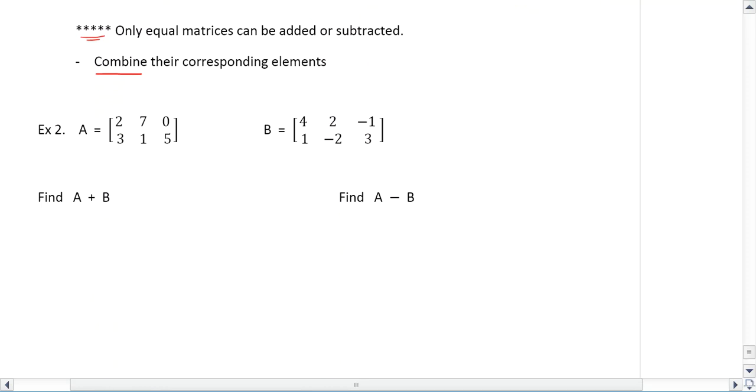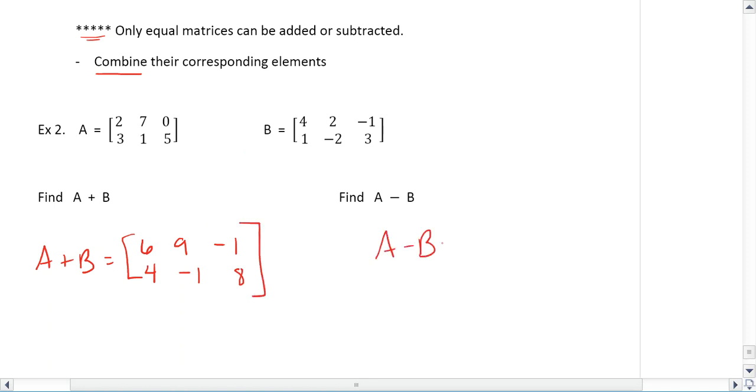So the first example, we're given matrix A and B, and we're asked to find A plus B. So we simply add the corresponding elements. So I have 2 plus 4 is 6, 7 plus 2 is 9, 0 and -1 is -1. 3 plus 1 is 4, 1 and -2 is -1, and 5 and 3 is 8. So there's A plus B.